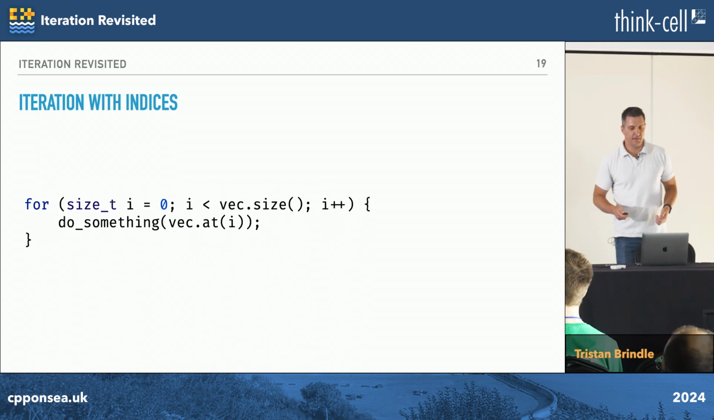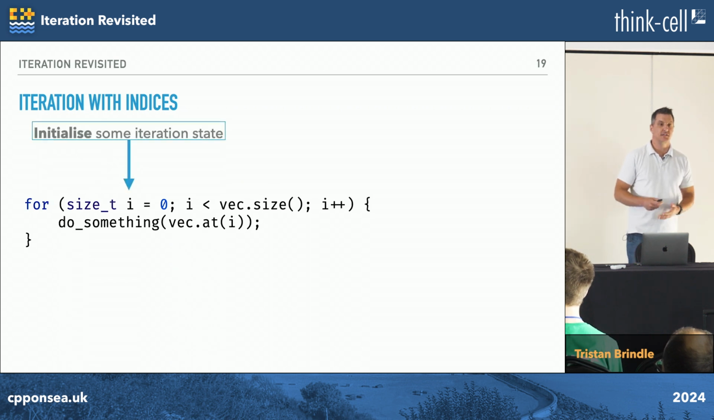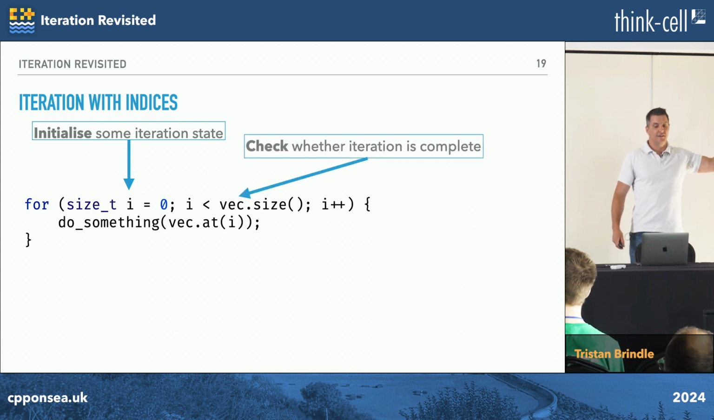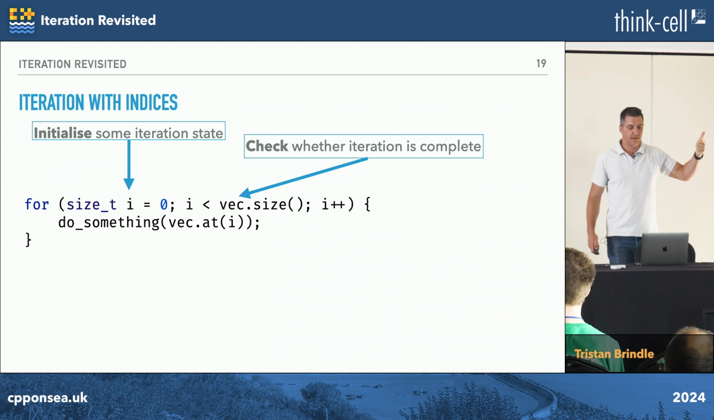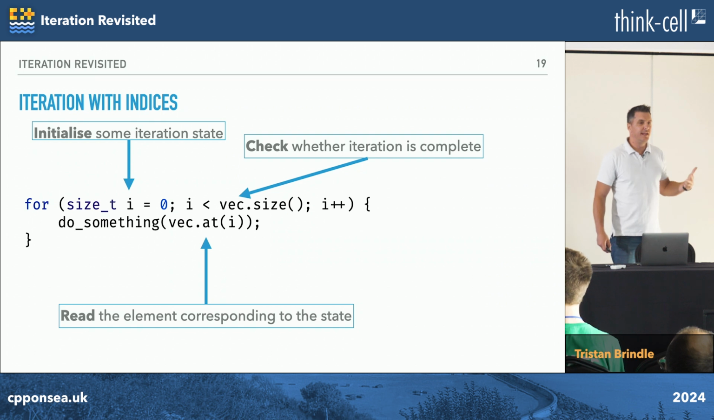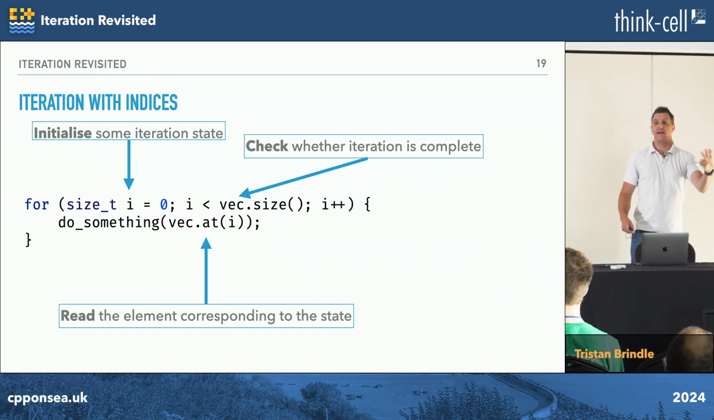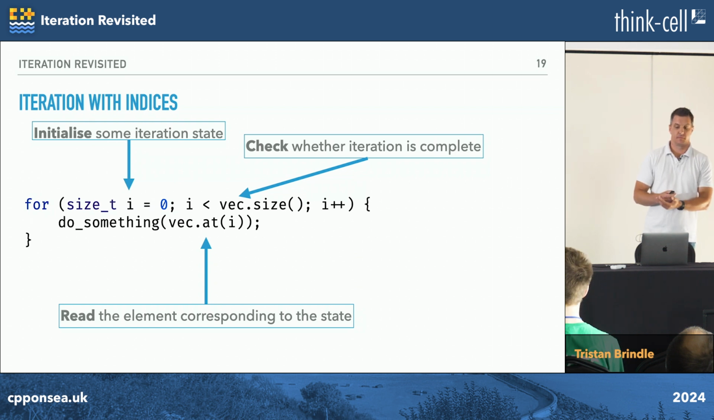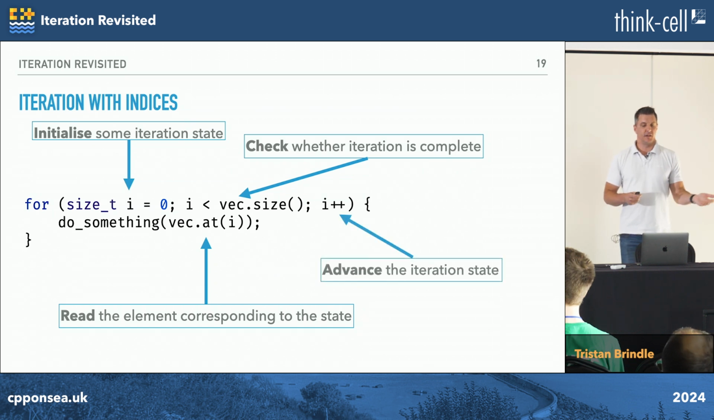So here's the loop we're interested in. We've still got our four operations. We're initializing some iteration state. In this case, it's the integer i, the size_t variable i, tells us where we are. We've got an end check: we're checking whether i is less than size. And now we do something interesting. We define our read operation to be vec.at, so we have a bounds checked read operation. And then finally, we advance our iteration state by just bumping the size_t.